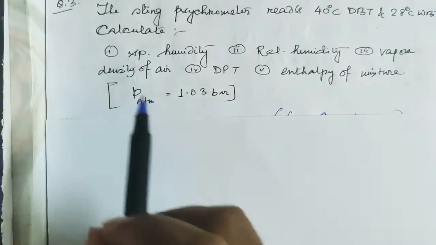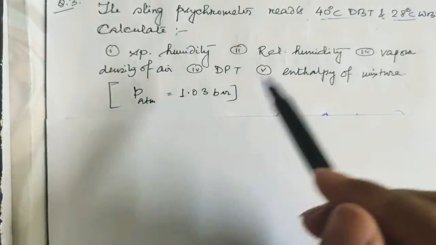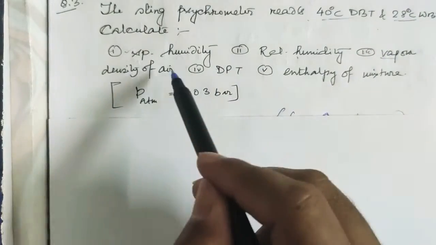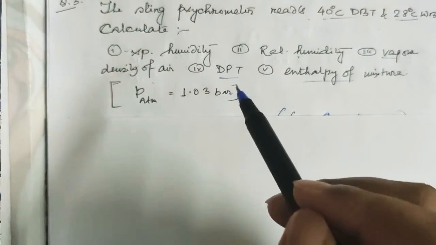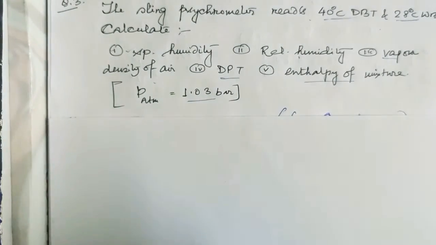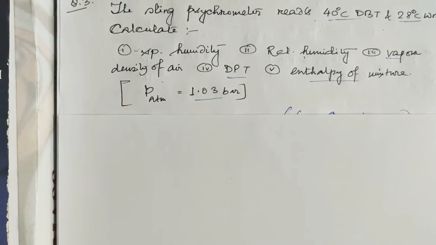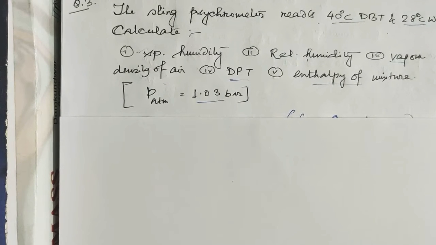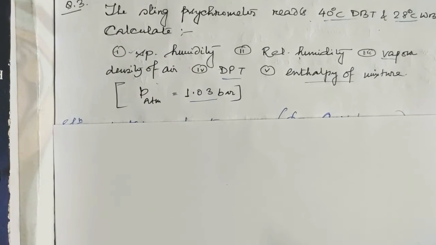So problem number 3, the statement is: a sling psychrometer reads 40 degrees dry bulb, 28 degrees wet bulb. You have to calculate specific humidity, relative humidity, vapor density of air, dew point temperature and enthalpy of mixture. One thing is given, that is the atmospheric pressure is 1.03 bar. So here only two data are given, dry bulb temperature and wet bulb temperature. First you have to find out the specific humidity.